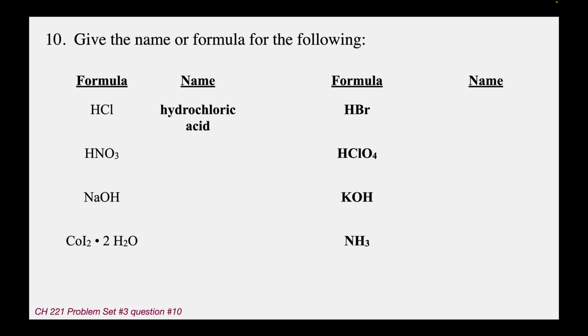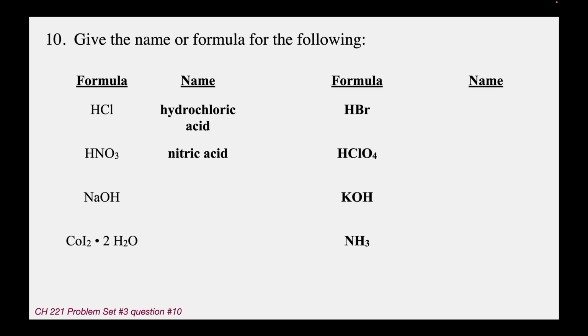Nitrate is NO3 minus 1. Nitrate as an acid becomes nitric acid. Nitric acid is also a very common acid. It has some different properties from hydrochloric acid, as we'll see. So HNO3 is nitric acid, HCl hydrochloric acid.